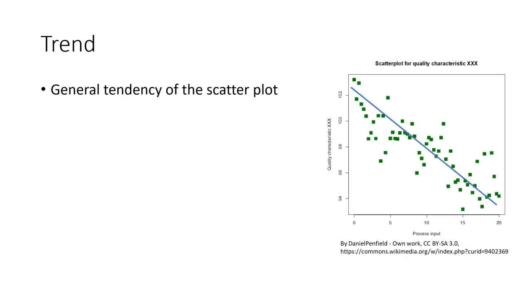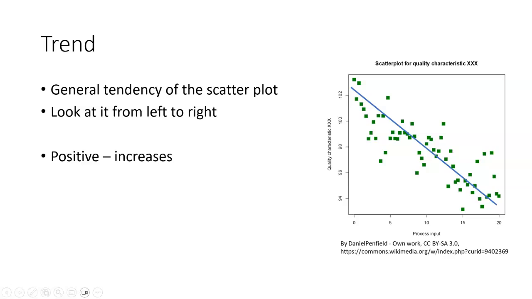We look at the general tendency of a scatter plot. Remember, we just got through the scatter plot. You had to see how the scatter plot was put together. You're looking at the general tendency. Look at it from left to right. Start on the left-hand side, which is our 0 on the x-axis. Go to the right. If it is positive, we get an increase. It goes upward. If it is negative, it decreases.